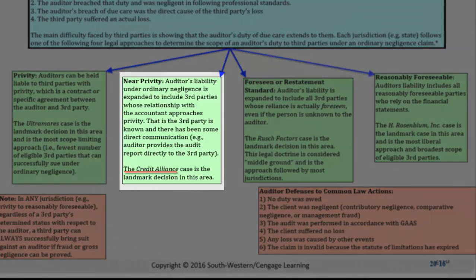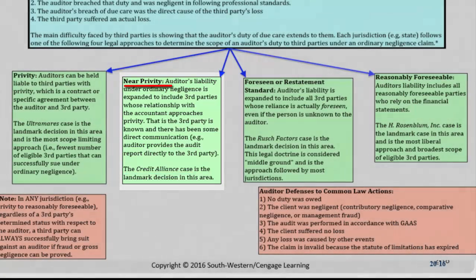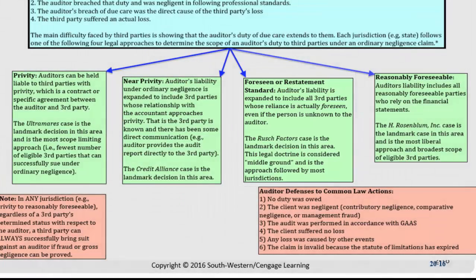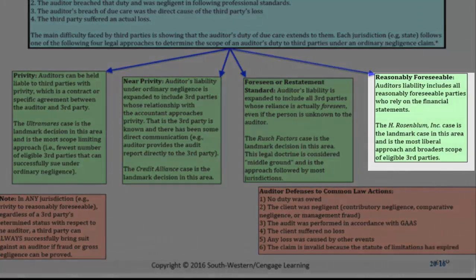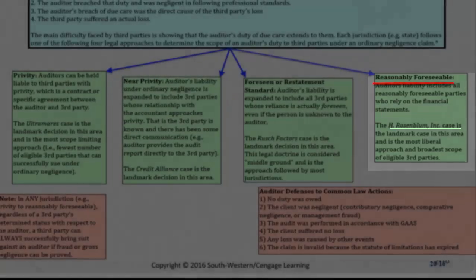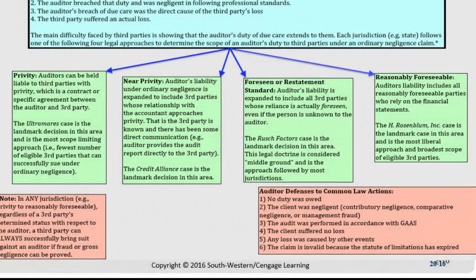We go to the next level, which is Credit Alliance. In Credit Alliance, this is near privity. The third party is known and there has been some direct communication. For example, the auditor provides the audit report directly to the third party. Foreseeable, restatement standard, this is Rusch Factors. The auditor's liability is expanded to include all third parties whose reliance is actually foreseen, even if this person is unknown to the auditor. And then ultimately, the reasonably foreseeable, this is the Rosenblum case, the auditor's liability includes all reasonably foreseeable parties who relied on the financial statements.